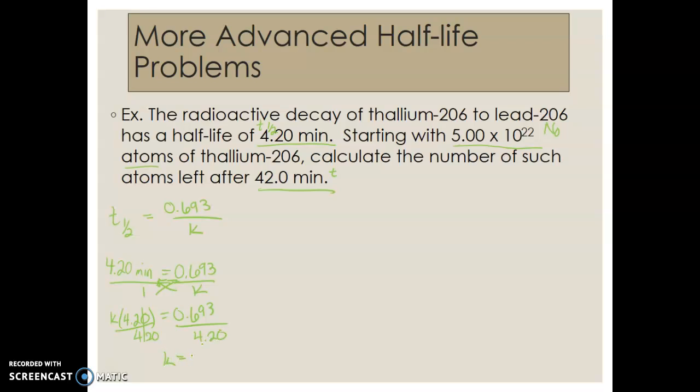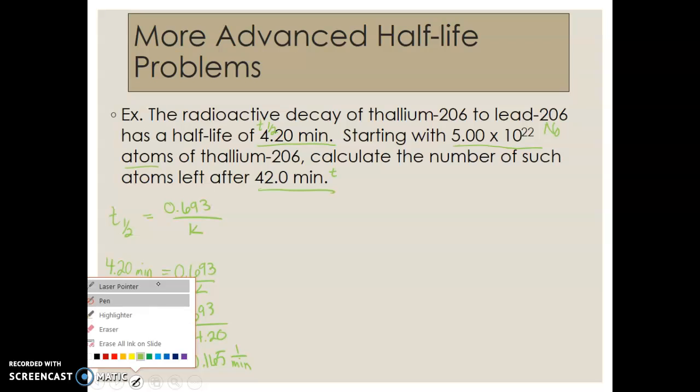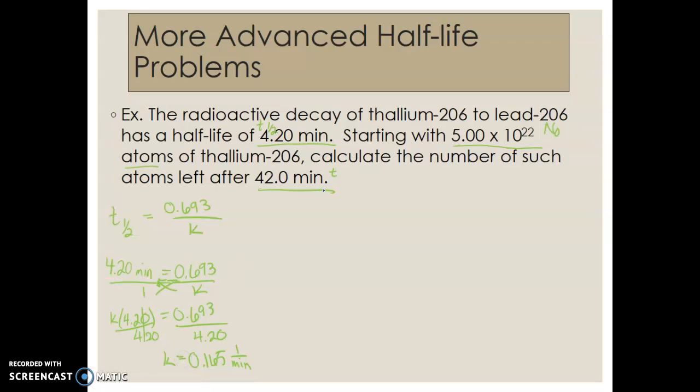And we find that K is equal to 0.1651 over minutes. So now we can use the first order integrated rate law in order to solve for how many atoms remain. So the natural log of our initial amount divided by our final amount, which is what we're trying to find, is equal to KT. So our initial amount is the 5.00 times 10 to the 22nd atoms.